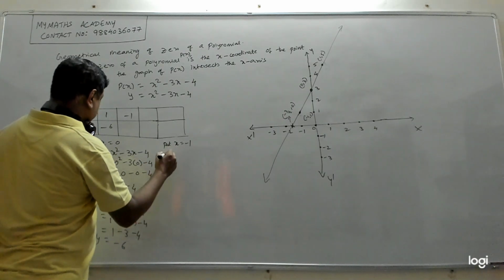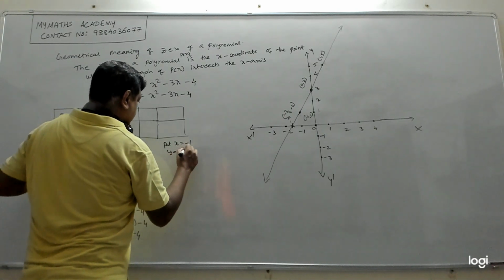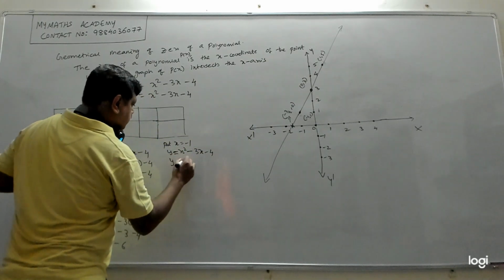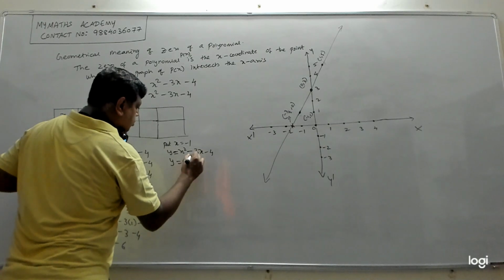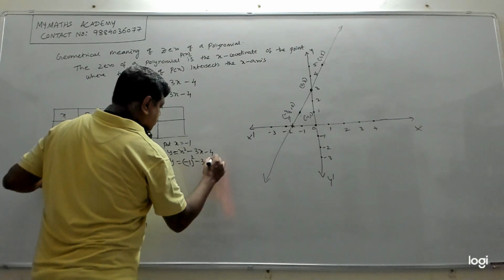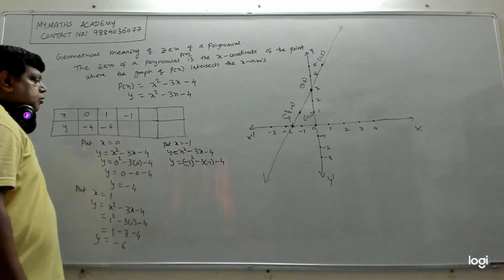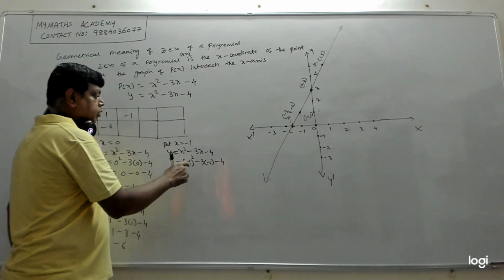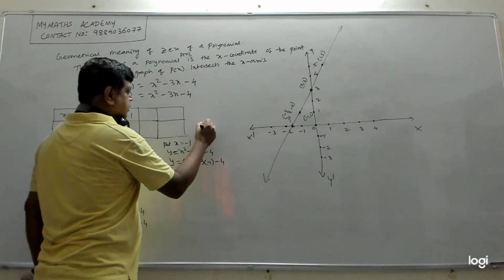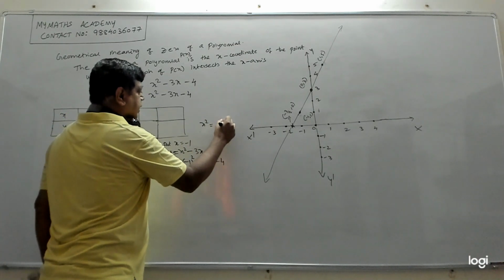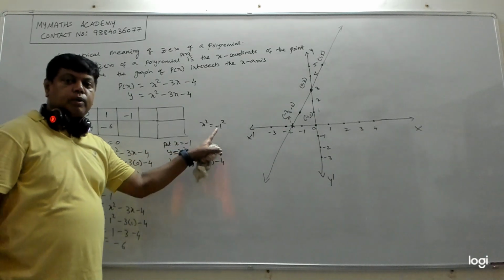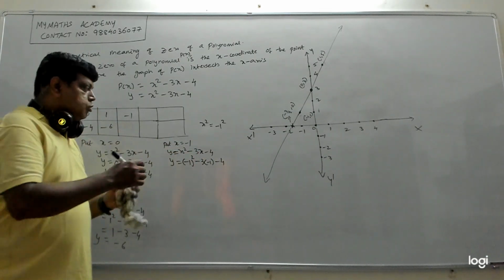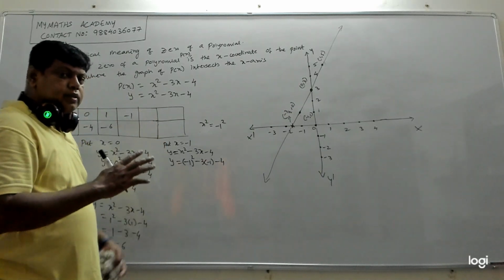If I put x is equal to minus 1, my y equals x square minus 3x minus 4. So my y becomes, x square means minus 1 the whole square, minus 3 into minus 1 minus 4. In the place of x, I am putting minus 1. So you have to put minus 1 the whole square. Don't write it like this, this is wrong. When you are substituting for x is equal to minus 1, you have to put minus 1 the whole square, because you are substituting for x, entire x is minus 1.